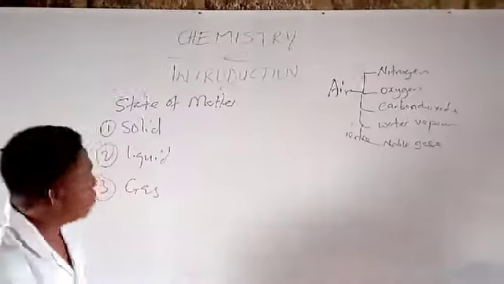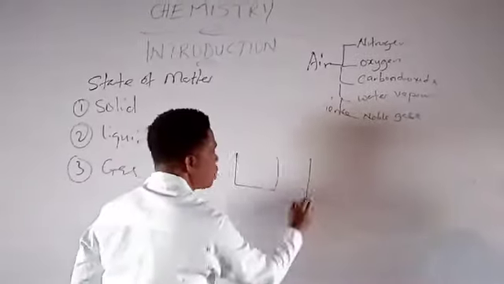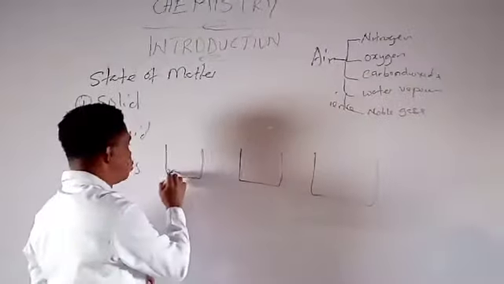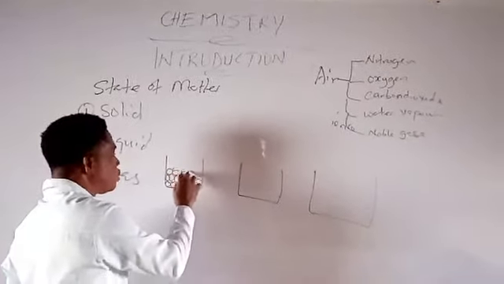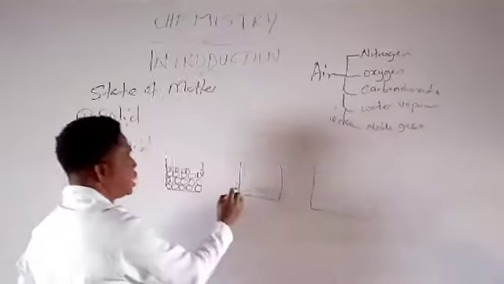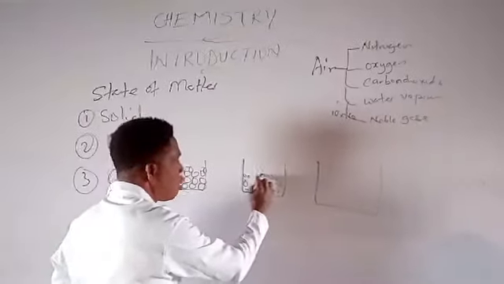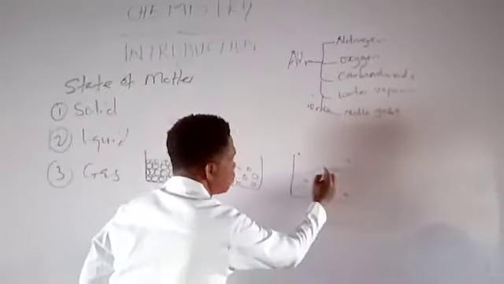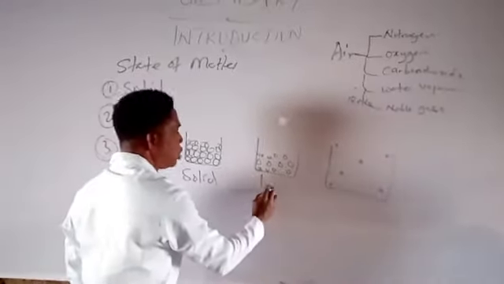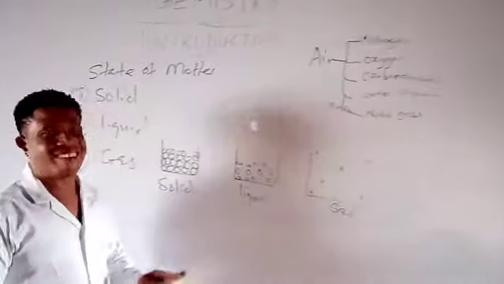So, let me just have a kind of diagram here. I have this one, this two, this three. The first one, you can see, this is my solid. Then this one, you can see, it looks like this. Then this. So this is solid, this is liquid, and this is gas. Basically, these are the three states of matter.